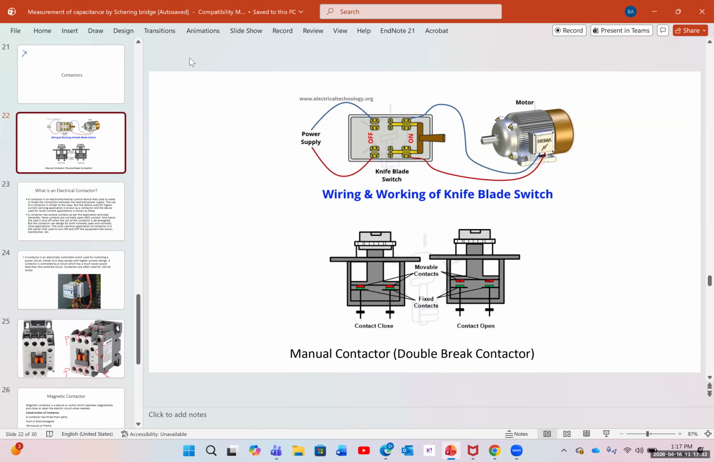Number 3, automation. You can easily automate a contactor. For example, in a power plant or in a factory where you have hundreds of these motors, you can connect all these contactors to what we call a PLC. Have you heard of a PLC? It's a programmable logic control system. Siemens is the most famous one. It's a logic system that basically controls all your contactors and motors, and you can use it for automation.